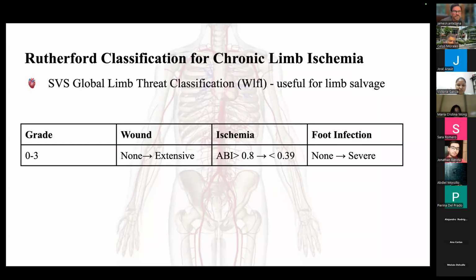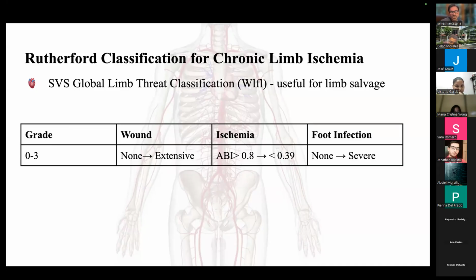Okay, very important. When we talk about the Rutherford classification for chronic limb ischemia, we like to combine it with the Global Limb Threatened classification, the WIfI. And I'll talk to you about this. This is pretty cool because it's useful for limb salvage. Usually you grade it from 0 to 3, and you can have no wounds to extensive wounds, and you can have ischemia and foot infection.